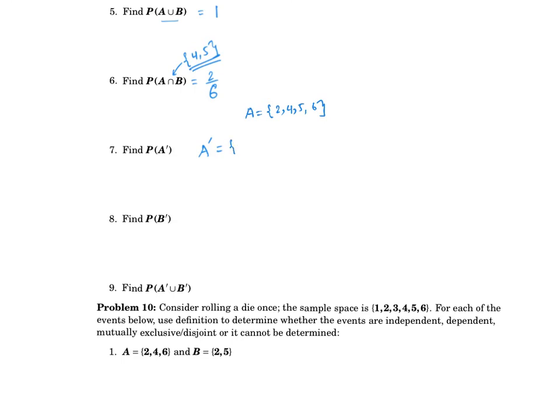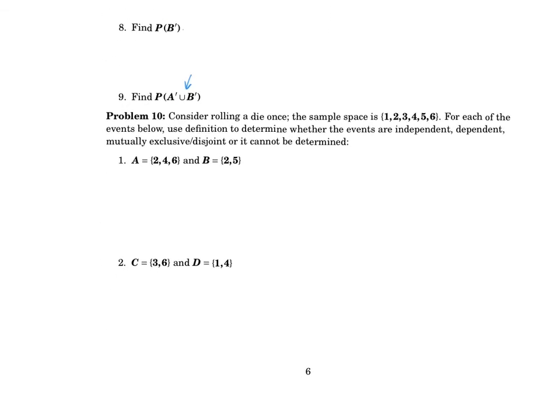A complement must be what is not in A. What is not in A? 1 and 3, right? So what is the probability of A prime, which is 2 out of 6. Similarly, you find A prime and B prime. You do the union of them and see what you get, okay? All right, so that takes care of this problem.